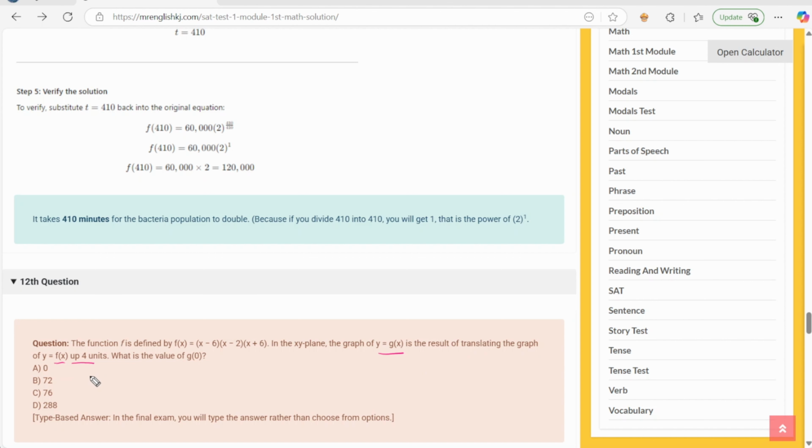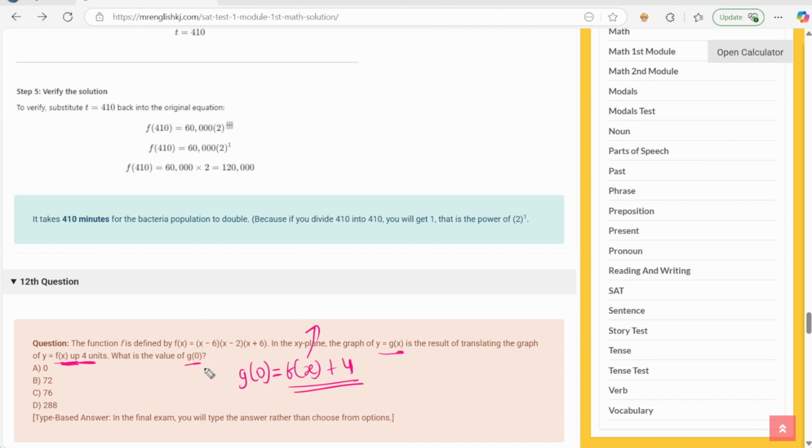Meaning to say that y will be equal to g(x) only when we translate the graph and add up 4 units. What's the value of g(0)? When we add 4 to f(x), then we get the value g(0). So this is our equation. What we need to do first is find f(x), then add 4 to it, and then we get the value g(0).